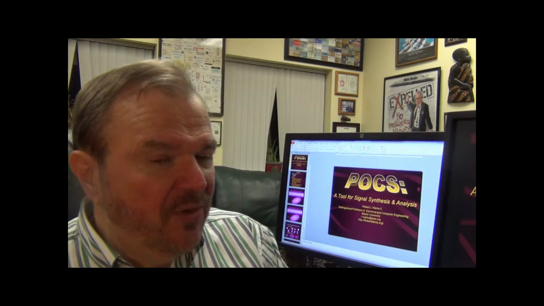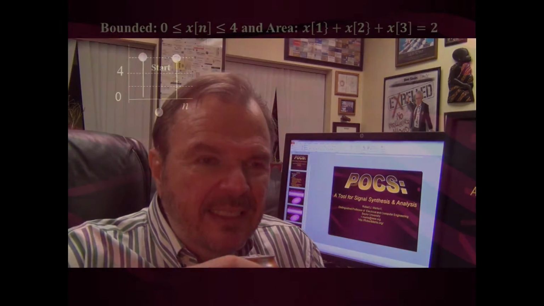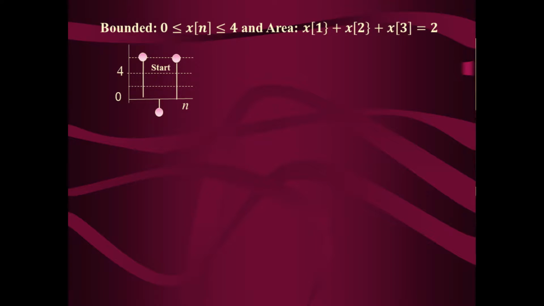Now, let's see if we can do this. Remember the set of bounded signals, and we just had 3 points in the signal set, so we could deal with 3-dimensional sets. We decided that the set of bounded signals was a convex set, and it turned out to be a box. And then we had the constant area signals, where if we added up the signals, we got a constant. In this case, we're going to add up the 3 values, and it's going to give us a value of 2. And those are 2 convex sets.